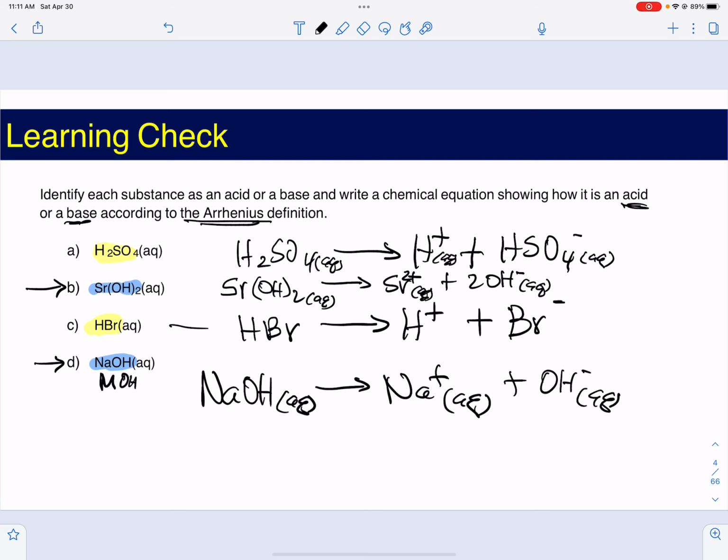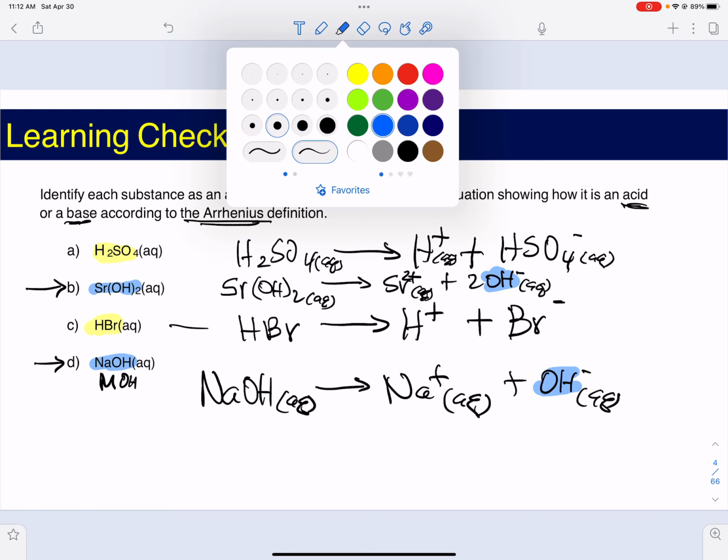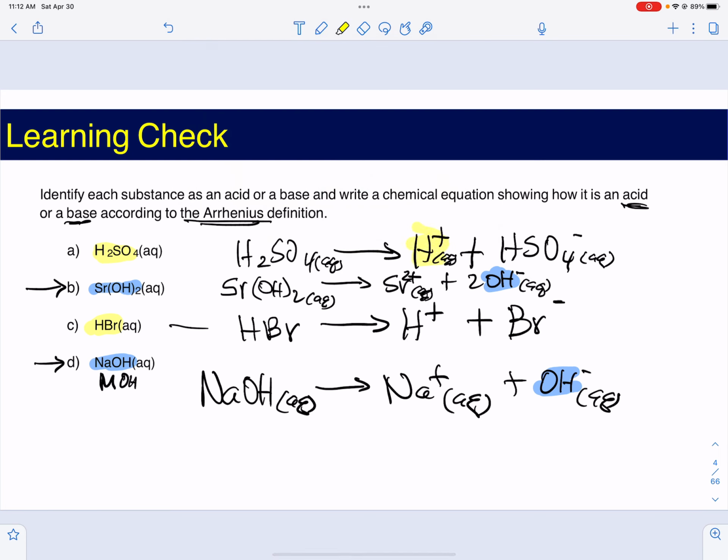So once more, Arrhenius bases produce hydroxide, Arrhenius acids produce protons. And that's how we're going to show with an equation that these are Arrhenius acids and bases.